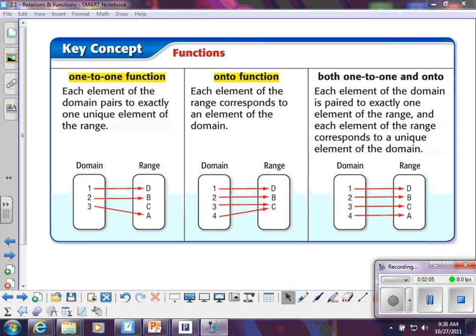All right, for one-to-one, you have x values with unique y values, right? None of them are going to the same y value, okay? For onto, you have y values going to x values, but they can go to the same x value. So for both one-to-one and onto, if you have an x, it has to go to a y, but then you have to have a different x going to a different y. Okay, so let's just practice it.